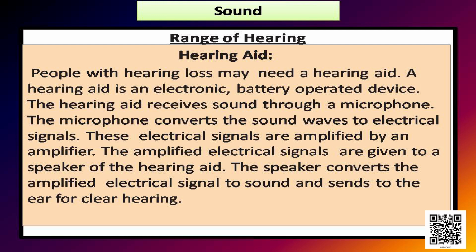People with hearing loss may need a hearing aid. A hearing aid is an electronic battery operated device. The hearing aid receives sound through a microphone. The microphone converts the sound waves to electrical signals. These electrical signals are amplified by an amplifier. The amplified electrical signals are given to a speaker of the hearing aid. The speaker converts the amplified electrical signals to sound and sends to the ear for clear hearing.